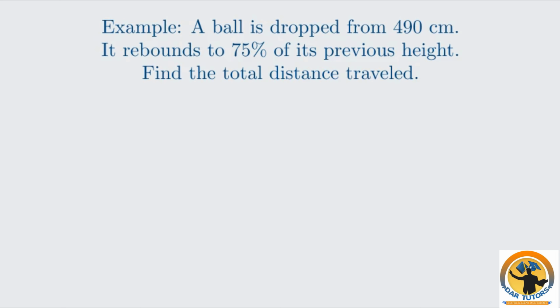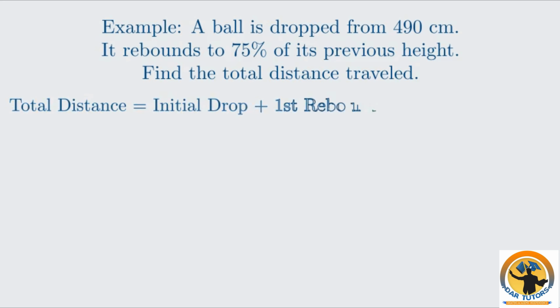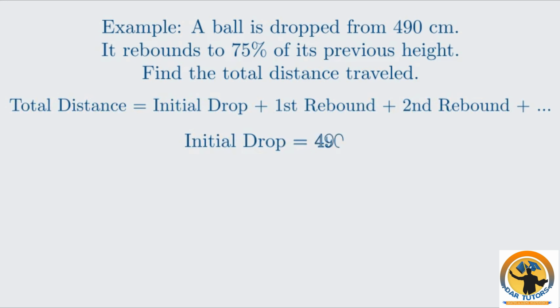Let's break down the total distance into parts. The total distance is the initial drop plus the distance of the first rebound, up and down, plus the distance of the second rebound, and so on. The initial drop is 490 centimeters. Now let's consider the rebounds.